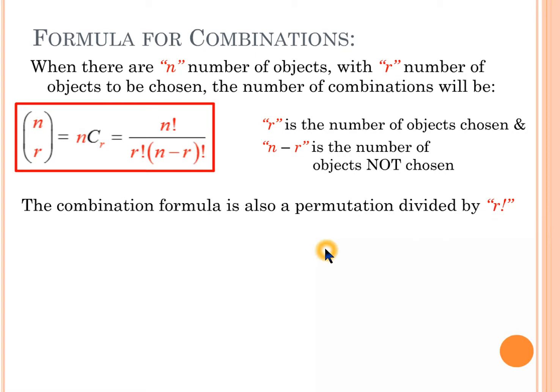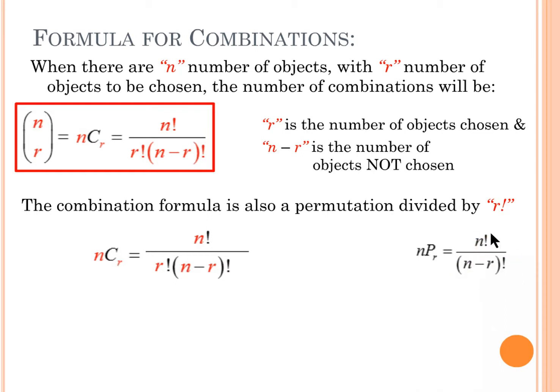Now another way that you could write this formula is this represents a permutation as well. So the combination formula is also a permutation divided by r. So if I have n choose r, this n factorial divided by (n minus r) factorial, this part right here of the equation, is actually a permutation. So n pick r is n factorial divided by (n minus r) factorial. So this part right here matches up with this part right there, and I can substitute this for n pick r.